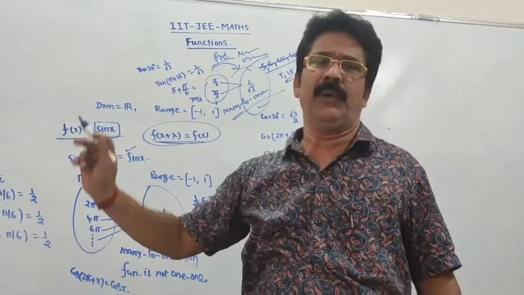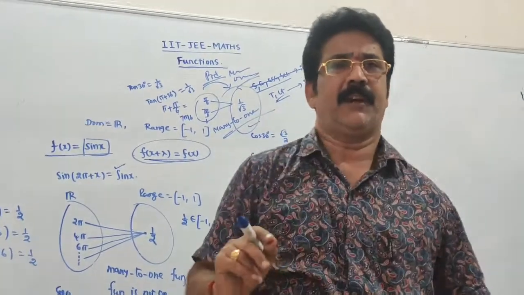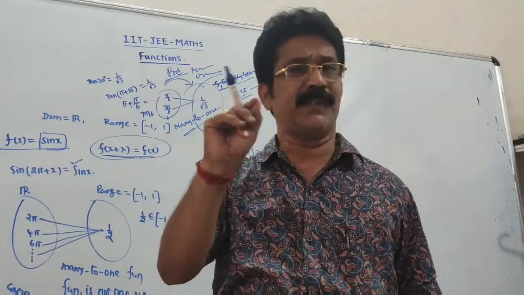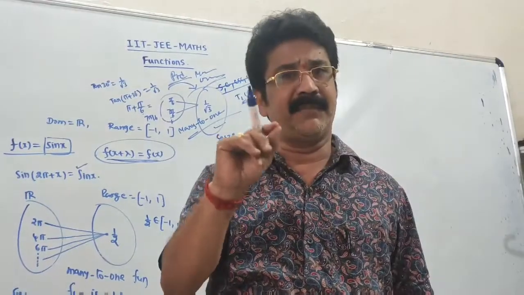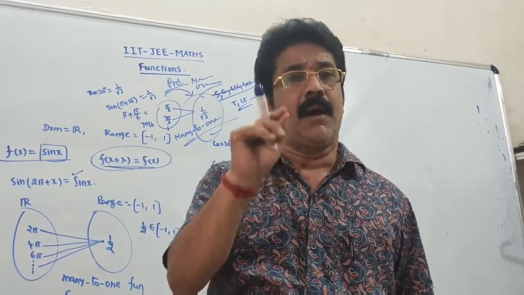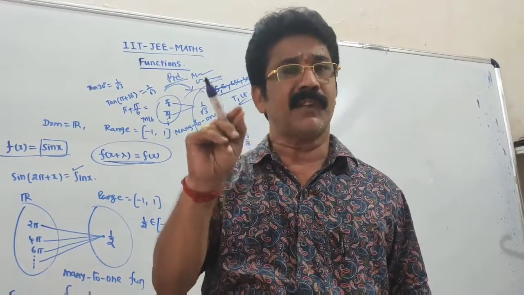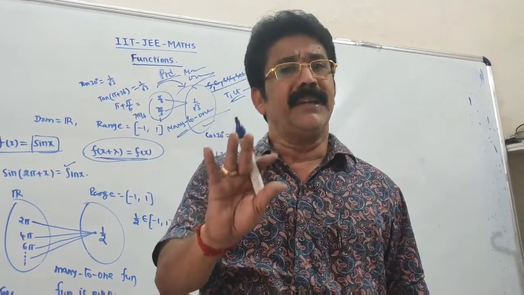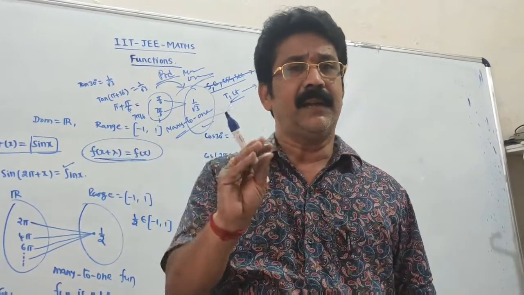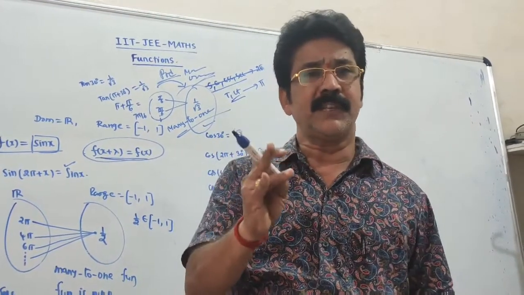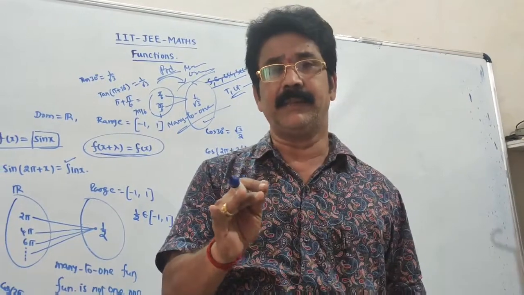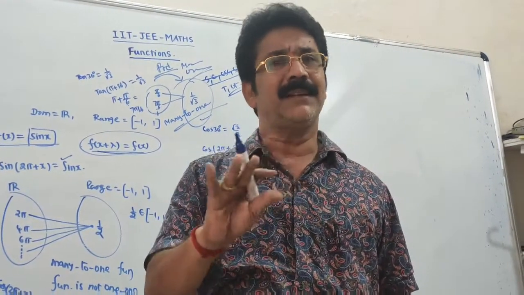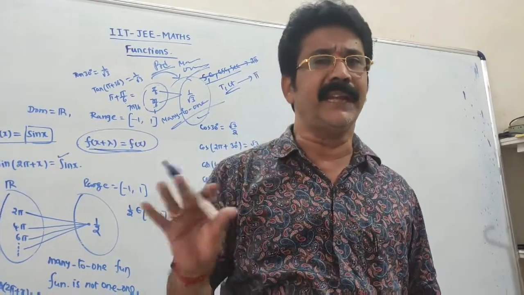So therefore, we have to note point number 1. All trigonometric ratios or functions are periodic functions, and all periodic functions are not one-one. They are many to one functions. The period of sine, cosecant, cos, secant is 2 pi, but the period of tan and cot is pi only.